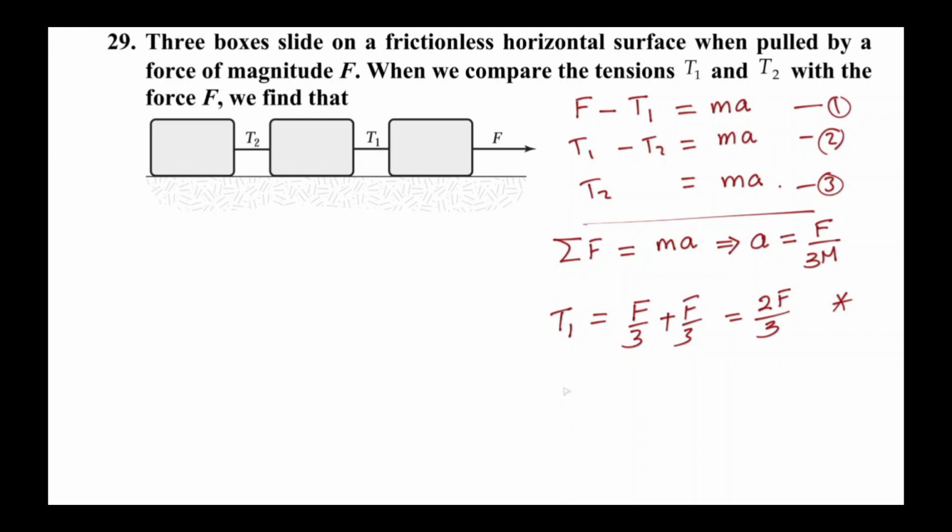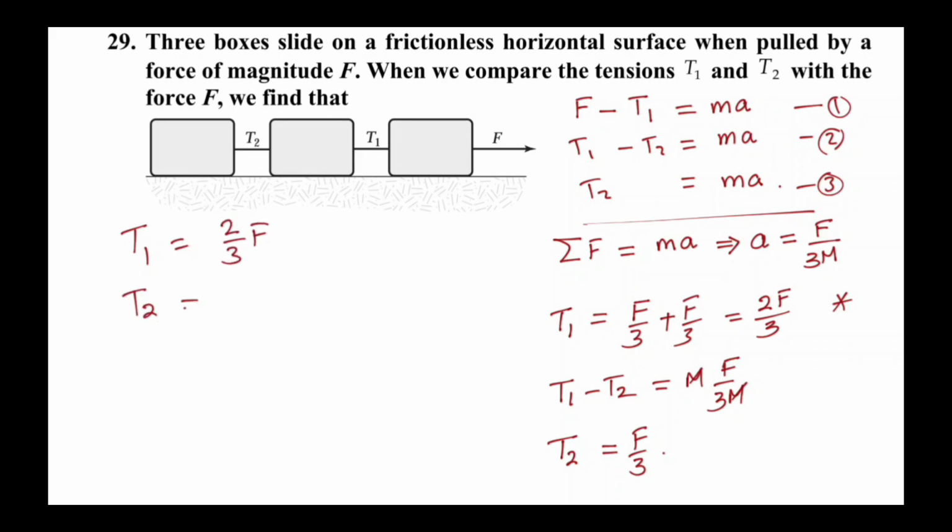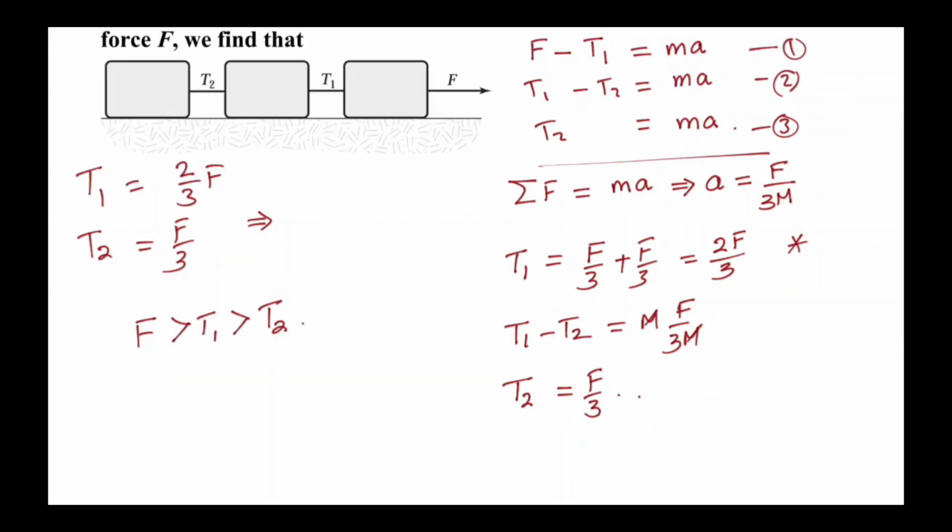And T1 minus T2 equal to mF over 3m, mass with mass here. T2, it's equal to F over 3. So if we just rearrange them, T1 equal to 2 over 3 F, T2 equal to F over 3. So when we compare them, F is actually greater than T1, which is greater than T2. That's it. Thank you for watching.